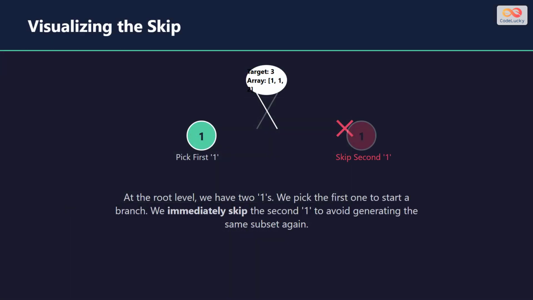Let's visualize this. Imagine the root of our decision tree. We have two ones available. We pick the first one and go down the left branch to find combinations. When the recursion returns and we move to the next index, we encounter the second one. Since it is identical to the one we just processed at this level, we cross it out and skip it entirely.